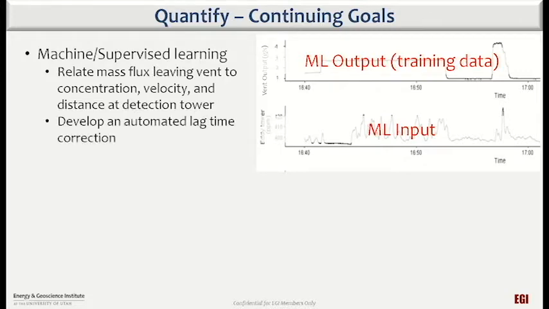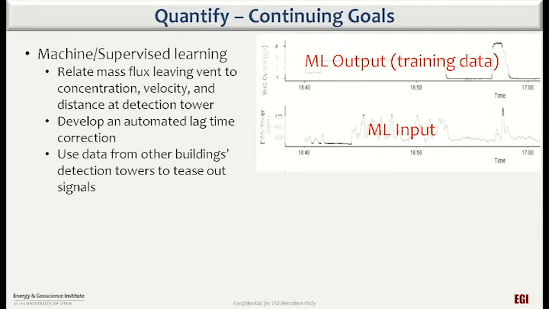We also hope to utilize machine learning to develop an automated and more robust lag time correction to the 3D anemometer and concentration data, as the methods employed now require an operator to introduce a spike into the system. Additionally, preliminary plans are in place to utilize the developed algorithms to see if we can detect the vent from detection towers already residing on other campus buildings farther away.